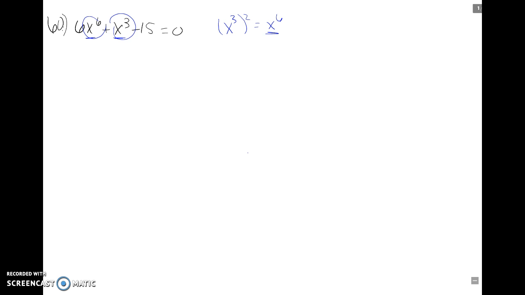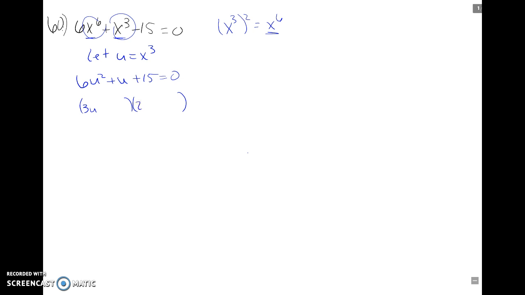Okay, when you have that, you're going to let u equal that middle variable. So let u equal x cubed. So that means you have 6u squared plus u minus 15 equals 0. Okay, then we're going to factor it for u.